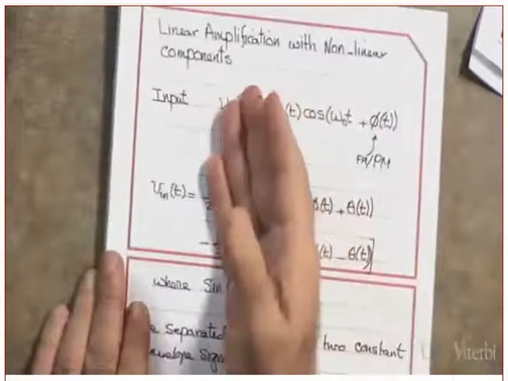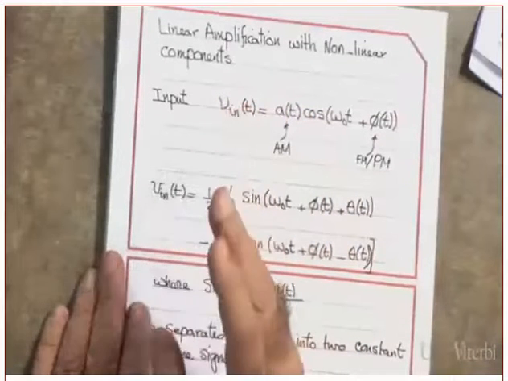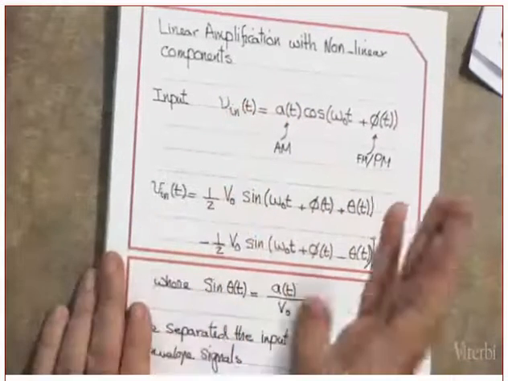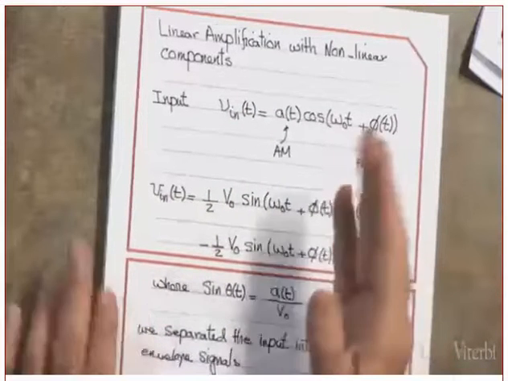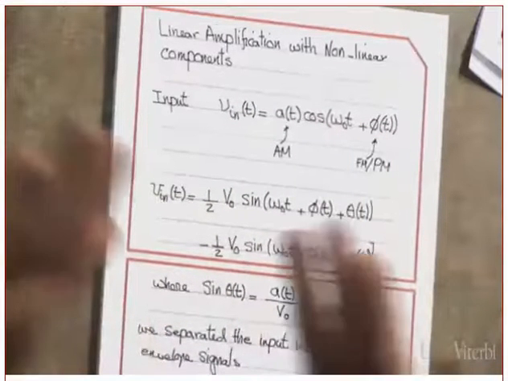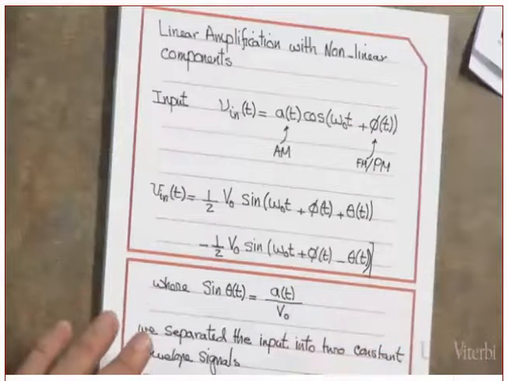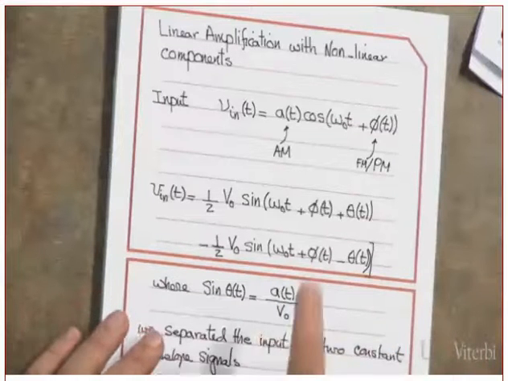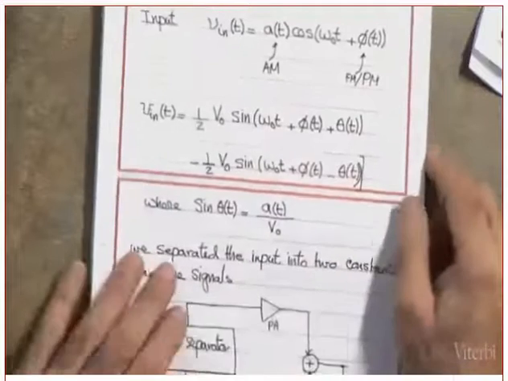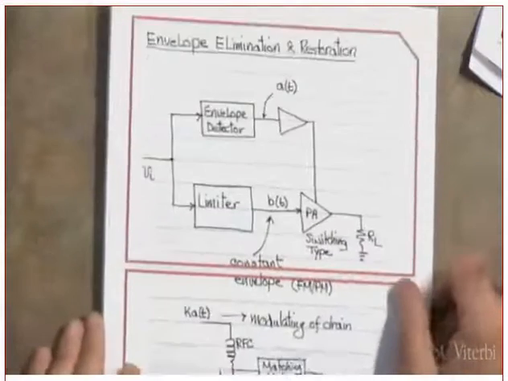The basic concept is any signal which has both AM and angle modulation can be separated into two types of signal, or two parts of the signal, where only angle modulation is there. No more amplitude modulation. Amplitude modulation is constant. Clear? Oh, and the final, I did take too long on this one.